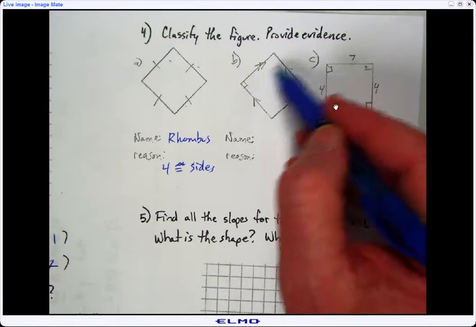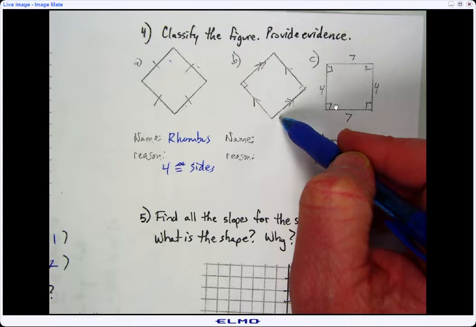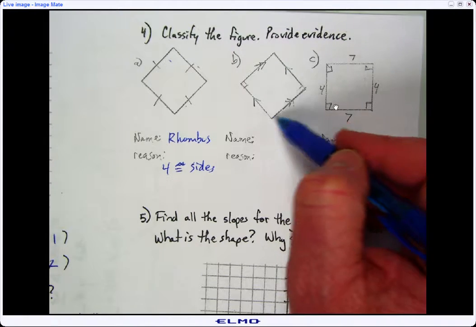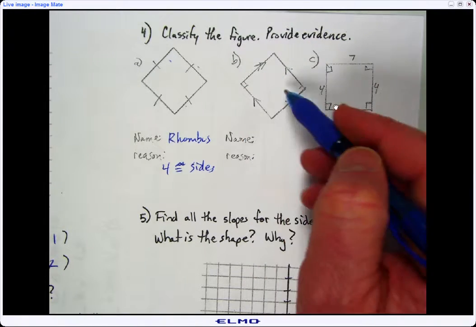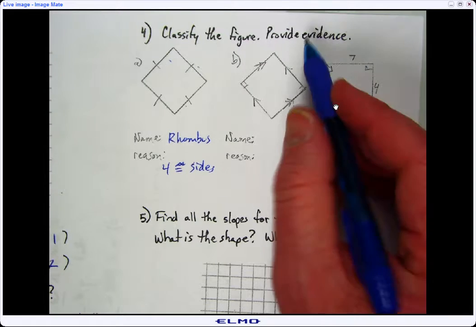Okay, go to the next one. It looks like it's a square. Can I show it's a square? Well, I don't know anything about the measures of the sides. There's no way I can show it's a square because I can't show that it's a rhombus.